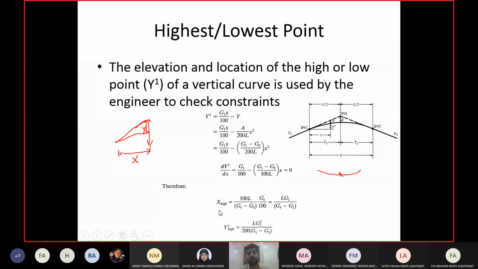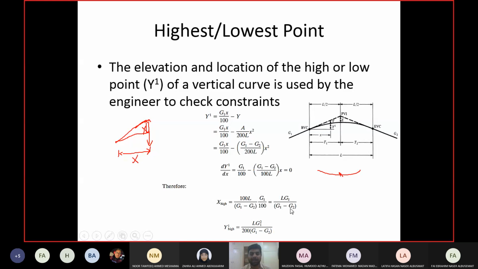In both the equations, you need what? You need L, length of the curve, and you need G1 and G2. If you know these three things, you can calculate the distance and elevation of the highest or the lowest point of the curve from the beginning. And again, all gradients are put in percentage here. You see, 100 was already there. 100 is cancelled out, so you don't need to convert anything. Just put it as it is, percentage.